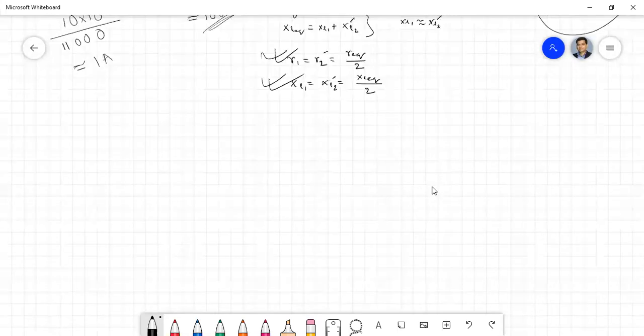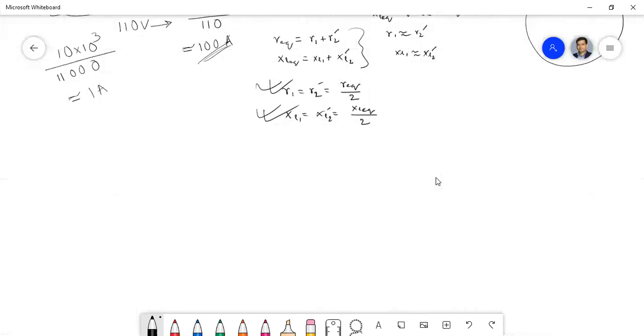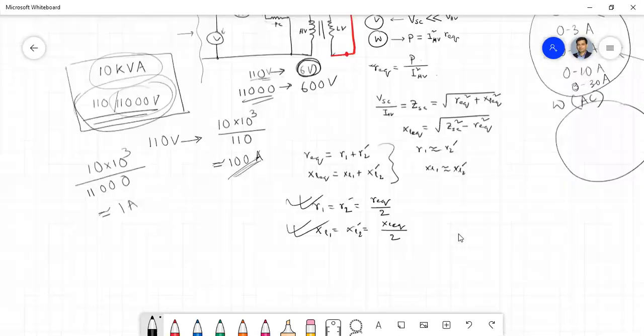Sir, in the open circuit test, we are applying rated voltage source at the low voltage side. Then the range of the voltmeter should be in the range of the low voltage, rated voltage. Sir, then the rating of the transformer, if it is 10 kVA, then the current in the circuit will be large.